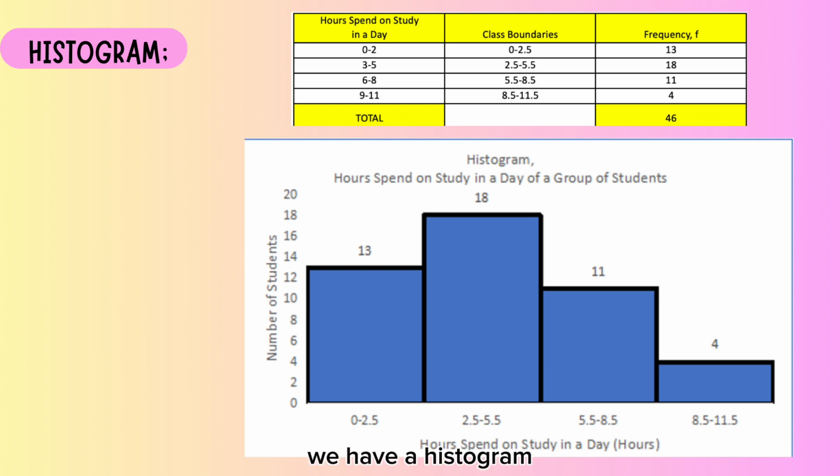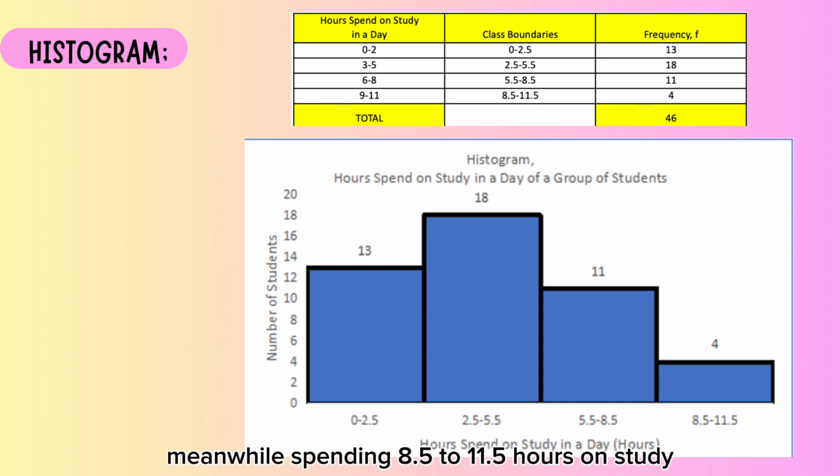First of all, we have a histogram. As we can see, most of the students spend about 2.5 to 5.5 hours per day to study, which is quite flexible. Meanwhile, spending 8.5 to 11.5 hours on study have the lowest data, which is only 4.